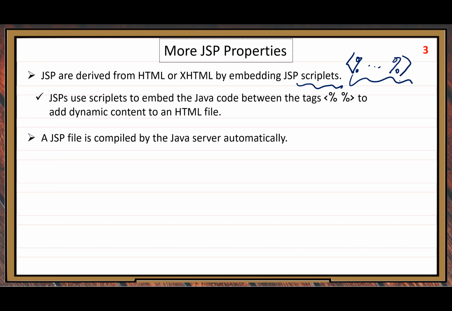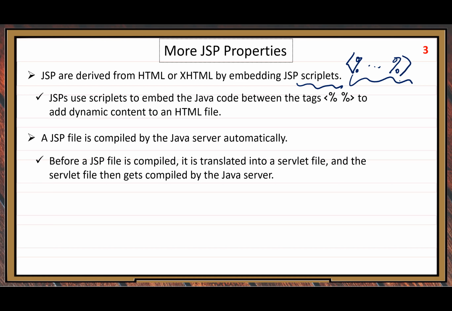The reason you can understand this compilation step is that a JSP will be translated to a Java servlet first. Then you have a Java servlet, and that servlet must be compiled. Before a JSP file is compiled, it is translated into a servlet file. In the translation step, a special servlet file corresponding to that JSP will be created somewhere in the server.